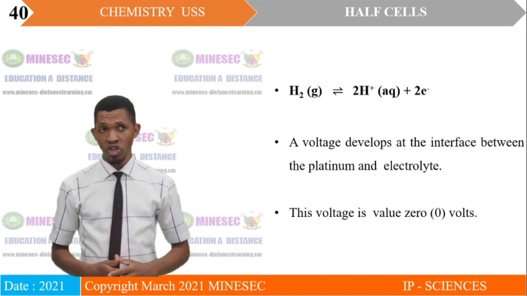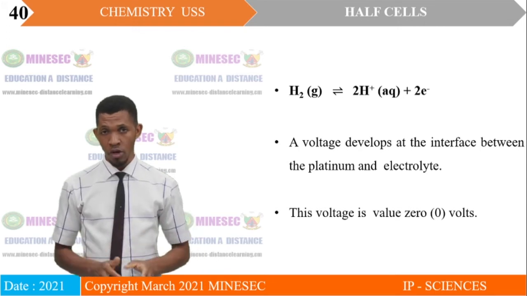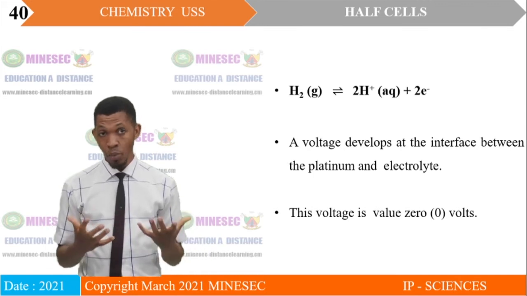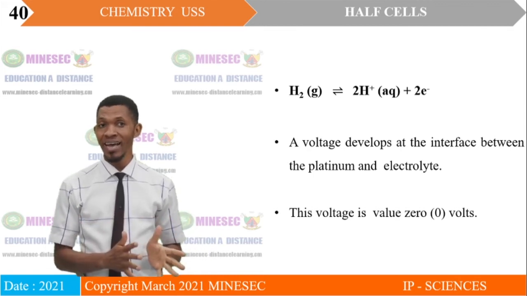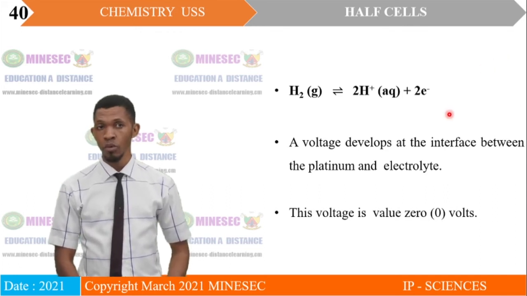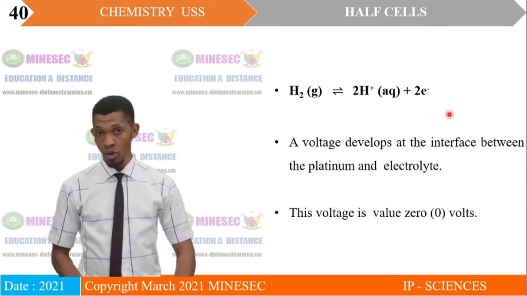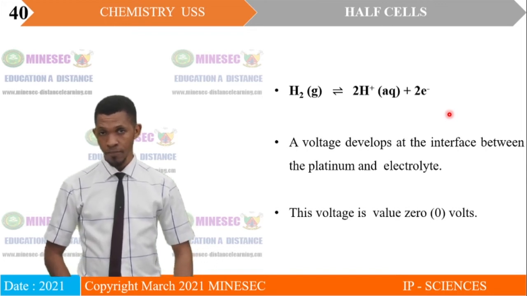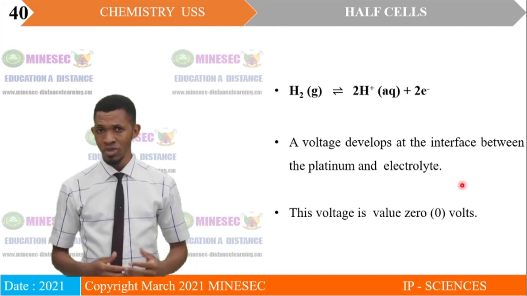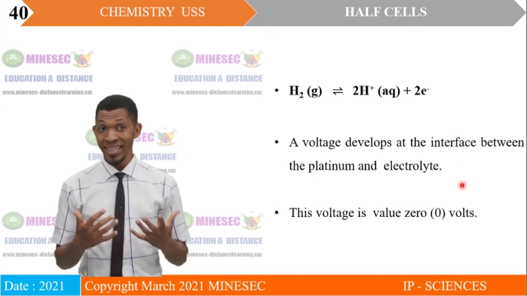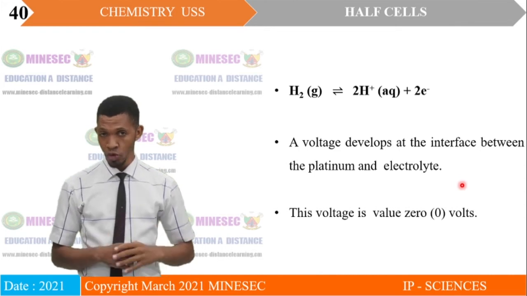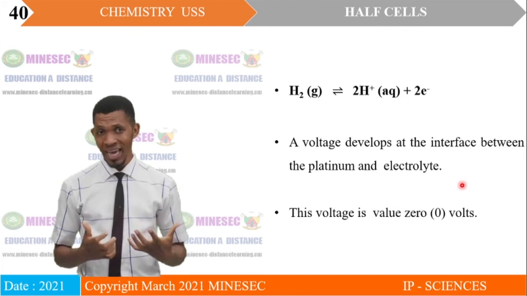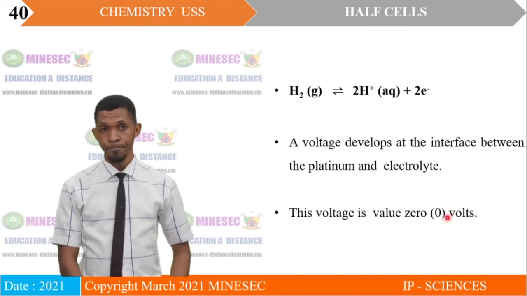When the hydrogen gas is bubbled over the platinum electrode, the hydrogen is absorbed onto the surface of the platinum electrode, and an equilibrium is established between the hydrogen gas and its ions in solution, whereby 1 mole of hydrogen gas will be in equilibrium with 2 moles of hydrogen ions and 2 moles of electrons. A voltage is developed in the interface between the platinum and the electrolyte. This voltage in the standard hydrogen electrode is given an arbitrary value of 0 volt.